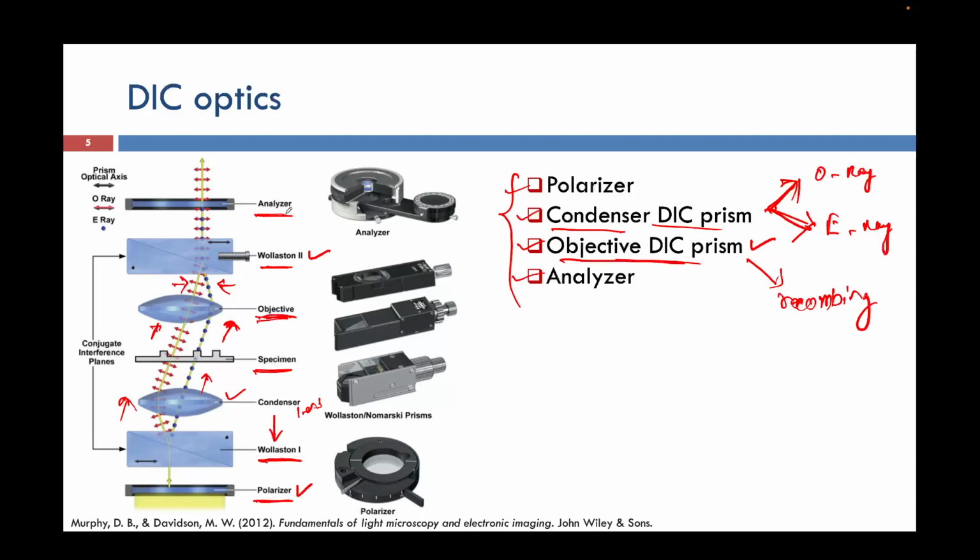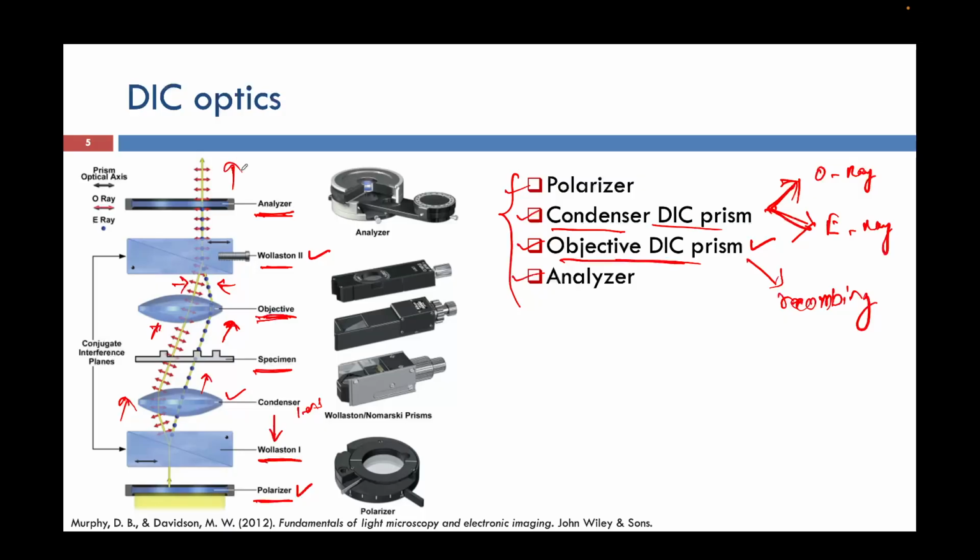So the role of the analyzer is to see which light is coming, whether it's plane polarized light or elliptically polarized light, and according to its axis it will transmit the light. It transmits the plane polarized light so that they will interfere and then generate a contrast in the image. So the analyzer, what does it do? According to its optical axis, it will transmit the polarized light, whether it's linear, circular, or elliptical, any kind of polarized light.